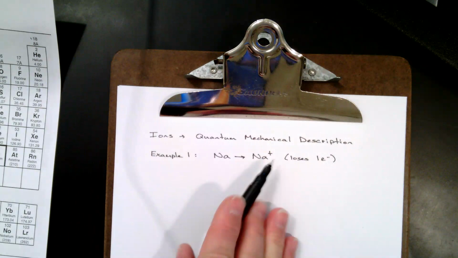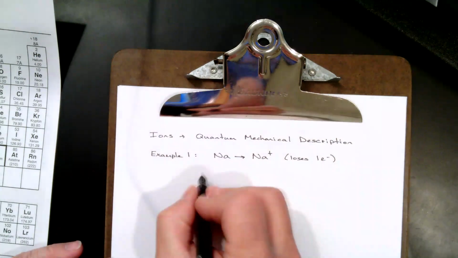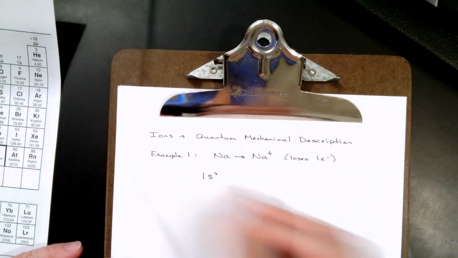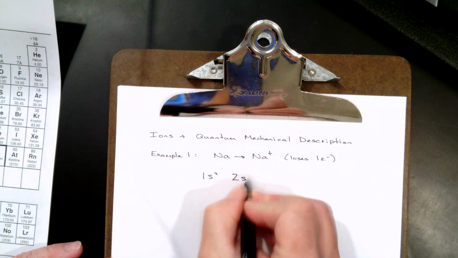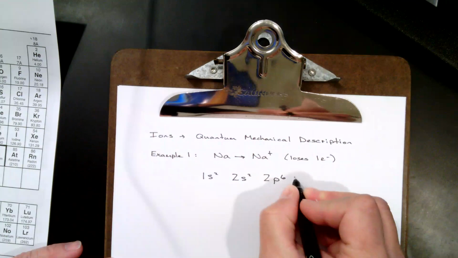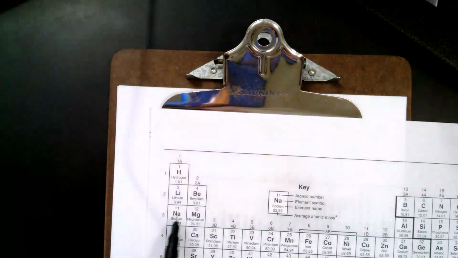If I asked for the quantum mechanical configuration of Na, we would walk through the periodic table, and Na is going to be 1s2, 2s2, 2p6, 3s1. And the reason it finishes at 3s1 is Na is in energy level or principal quantum number 3, sub-level S, and it's the first one over.